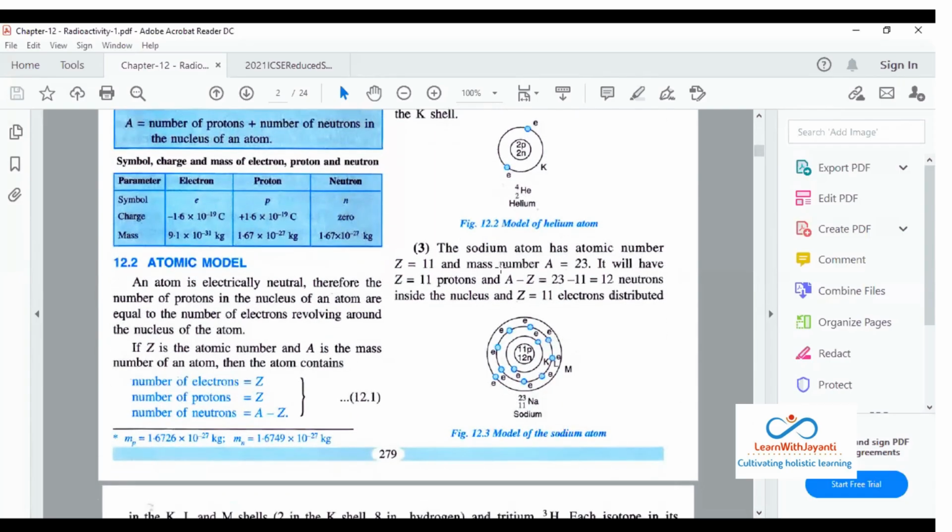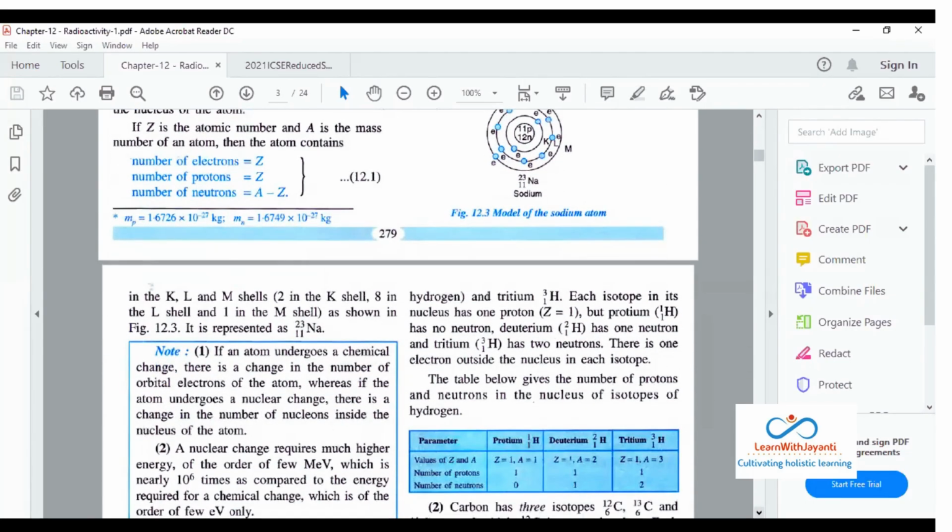Similarly, let's see the sodium model. The atomic number of sodium is 11, so the configuration will be 2 8 1. Just draw that diagram, and the mass number A is 23. So what will the neutrons be? It will be A minus Z, 23 minus 11, which is 12. So inside the nucleus you write 11 protons and 12 neutrons. Okay, I think these are all clear.